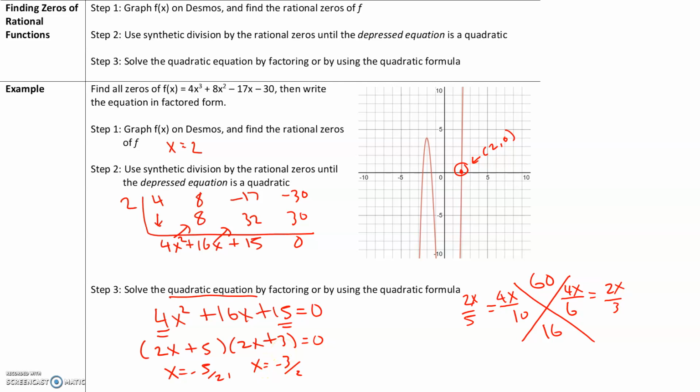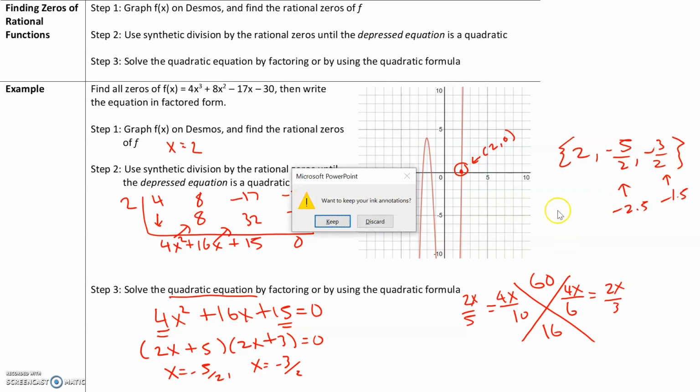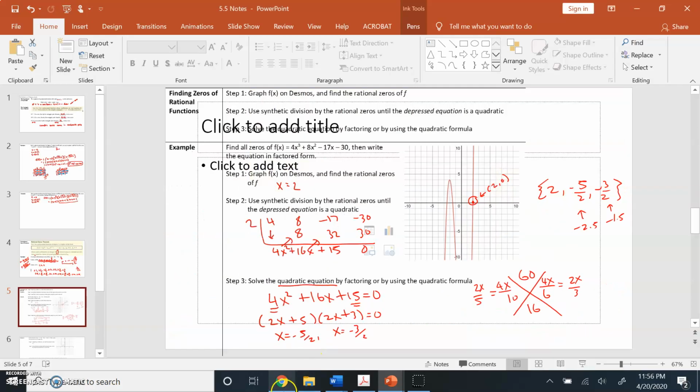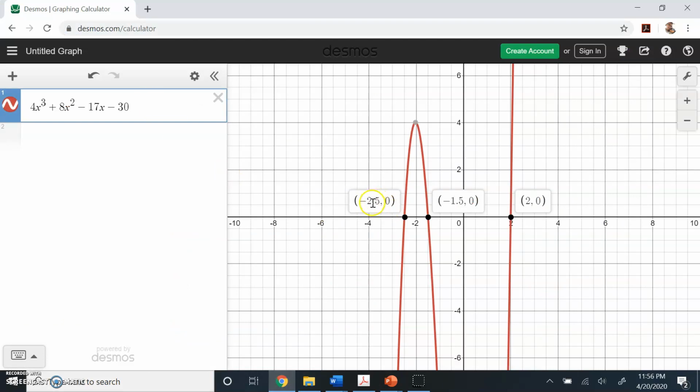So all the zeros, and because it's a degree 3, we're going to have 3 zeros. So one of the zeros is 2, one of the zeros is -5/2, and one of the zeros is -3/2. Now -5/2, this is -2.5. -3/2, that's -1.5. And if we go back to our graph over here, there we go. We got -2.5, -1.5, and 2 as the zeros.